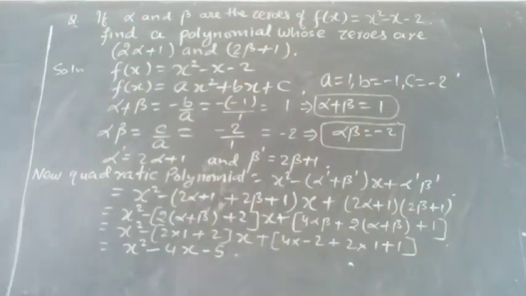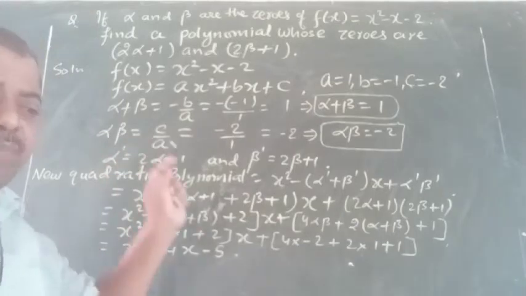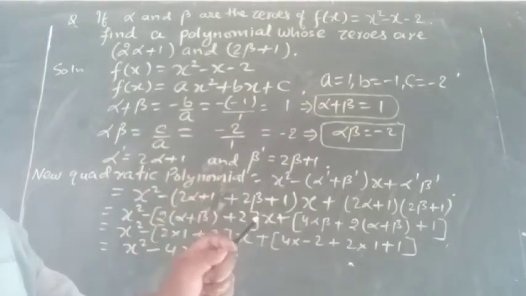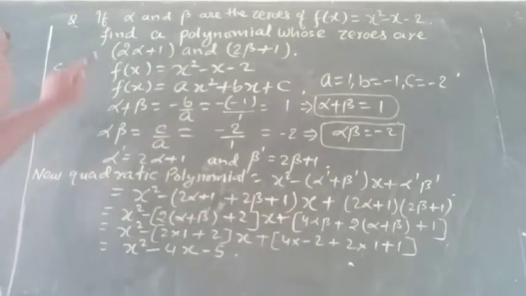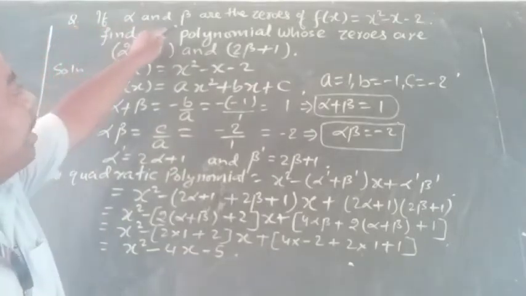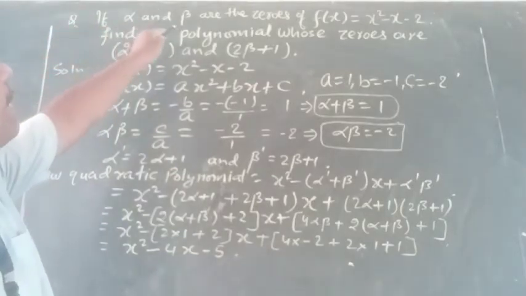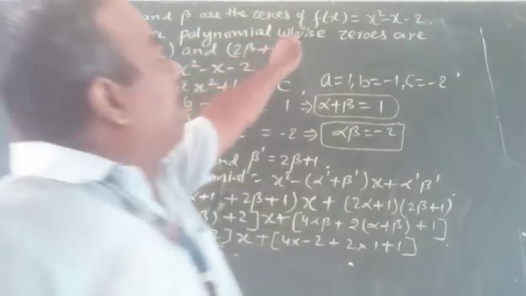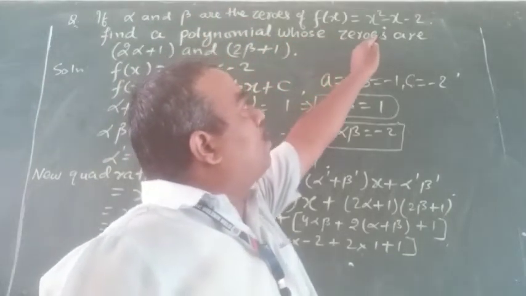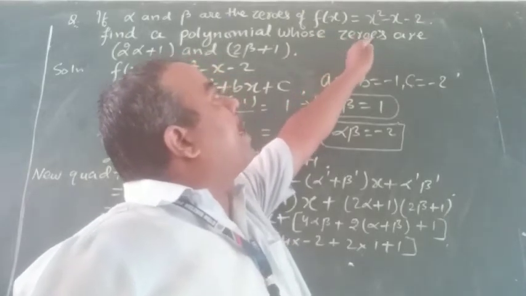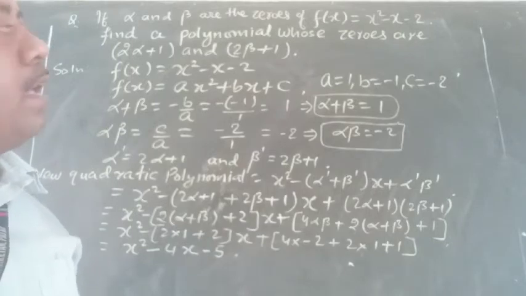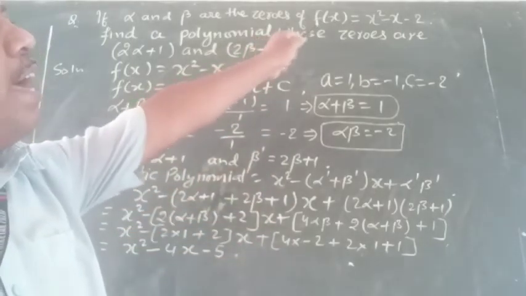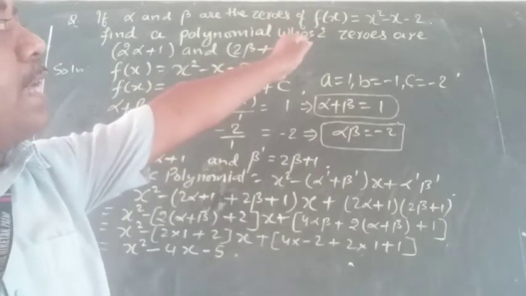Now, look here. In this video I am going to select some important questions that may come in your coming examination. Now look, if alpha and beta are the zeros of the polynomial f(x) equal to x square minus x minus 2. So I have one quadratic polynomial, that name is f(x). The value of f(x) is x square minus x minus 2.